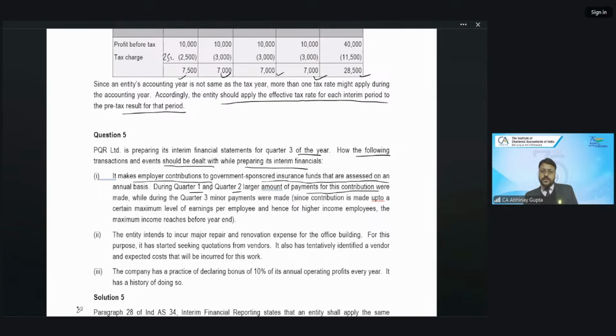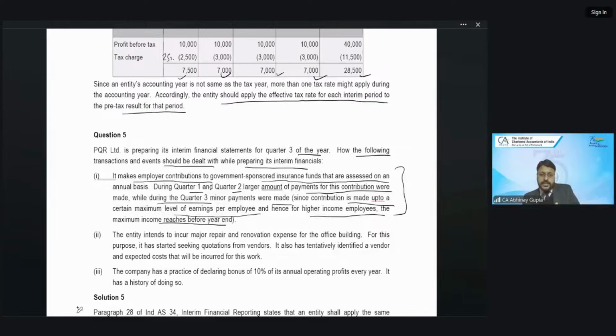Large amounts of payments for this contribution were made, while during quarter three, minor payments were made. Since the contribution is made up to a certain maximum level of earnings per employee, for higher-income employees the maximum income is reached before the year end, right? So there is a long story given in this question. What is the conclusion? The fact is that the company is making contributions to government-sponsored insurance funds for all of its employees, and because they are making larger amounts in the current quarter, they will be paying lesser contributions in the later quarters.